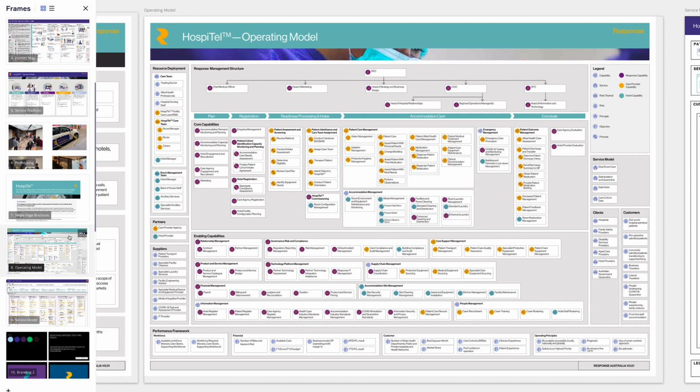In the operating model example, you can see the organisation structure, you can see the patient journey and value chain, you see core capabilities and enabling capabilities so we can understand what is strategic and what needs to be invested in, what could be commoditised, considered commodity and outsourced. What are the inputs on the left in terms of resources, partners and suppliers? Who are the beneficiaries of that on the right, the services to clients and customers? What's the performance framework around workforce, financial and customer? The operating principles for the operating model?